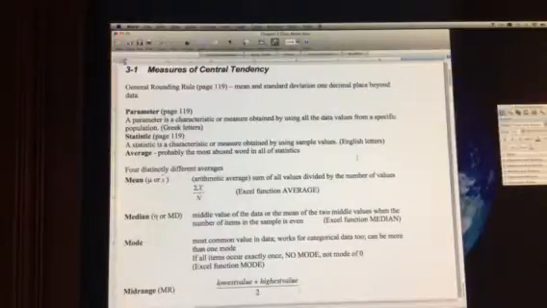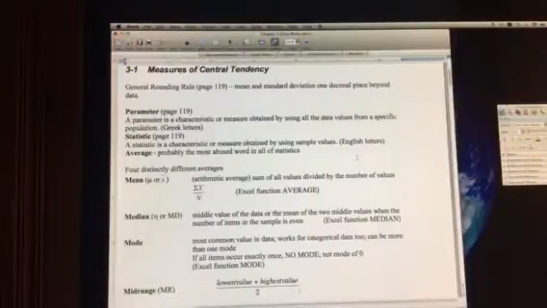Now, these next two definitions I want to call your attention to. You need to pay attention to the definitions themselves. They are significant, but more significant is something with the notation that goes along with them. The two definitions are the idea of a parameter and a statistic. And they're very similar. A parameter is a characteristic or measure obtained by using all the data values from a specific population. The statistic, same thing. Statistic is a characteristic or measure obtained by using sample values.